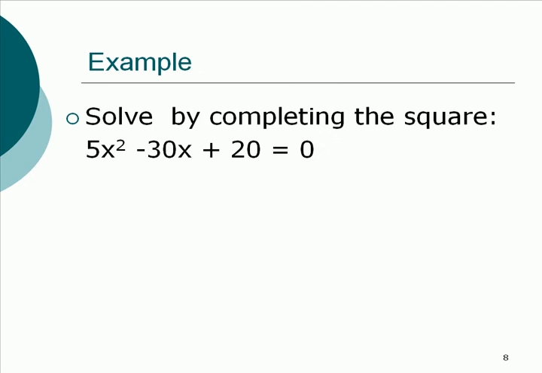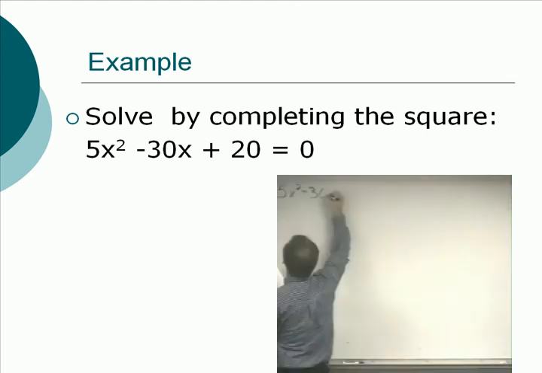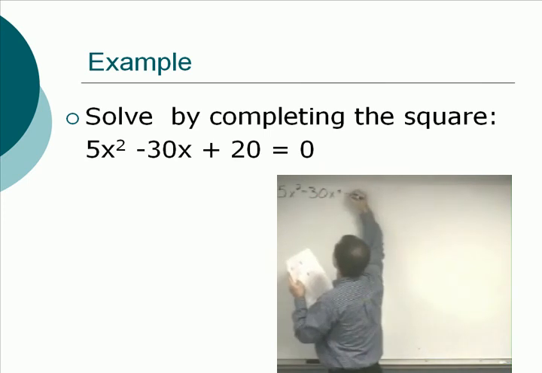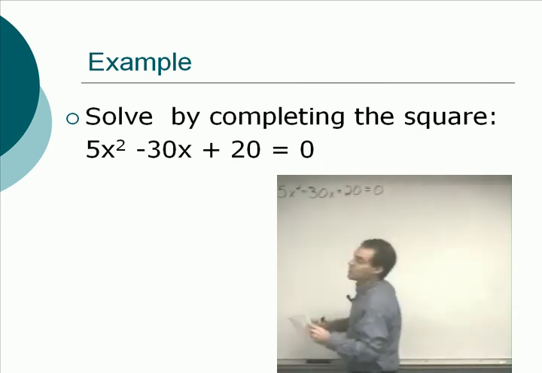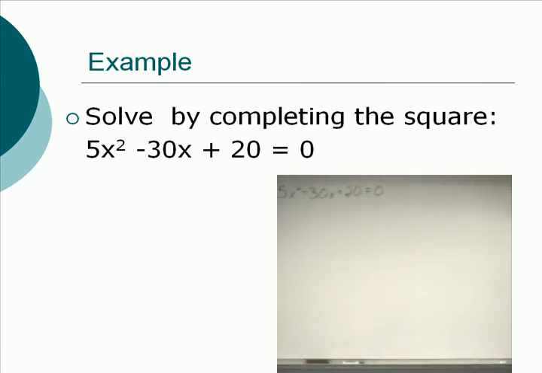Okay, so let's solve this one. What is it about this example that's slightly different than the two we've done before? We have an A term that's not 1, but you know what? That's not going to be a problem. All we do is divide both sides by 5 to wipe out that A term, and then it's gone. So it's no trouble at all. So we have 5x squared minus 30x plus 20 equals 0. You can't complete the square if your A term isn't 1. Well, you can, but there's no need to.